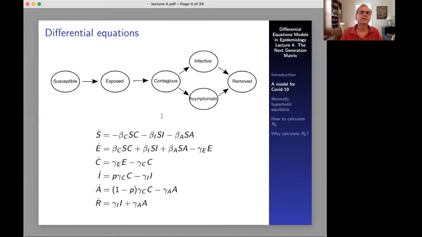Next, people pass from the exposed compartment into this compartment we called contagious. They enter it at the same rate that they leave the exposed compartment. And then they leave it at a certain rate proportional to the number of people in the compartment. 1 over gamma C is the average length of time you spend in the contagious compartment. That's also about 2.5 days.